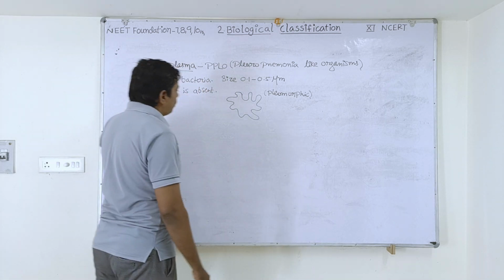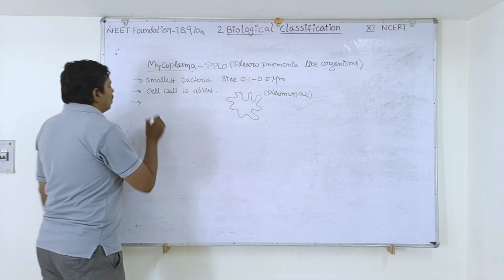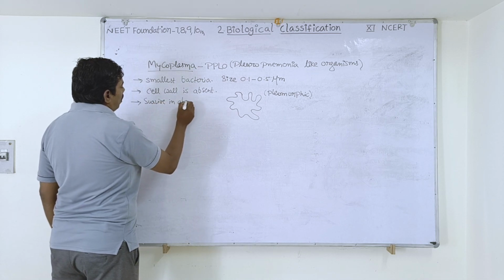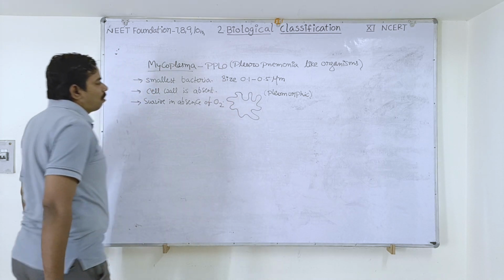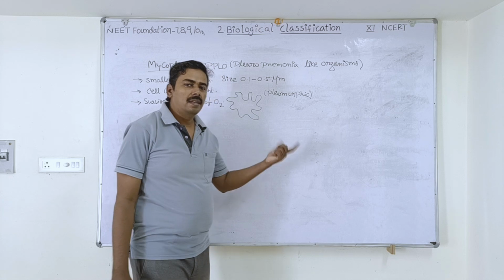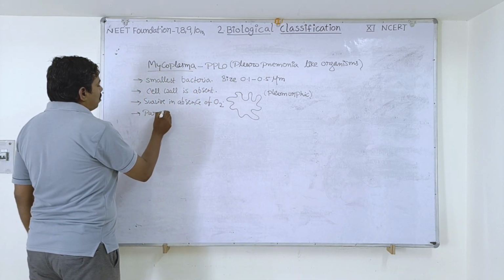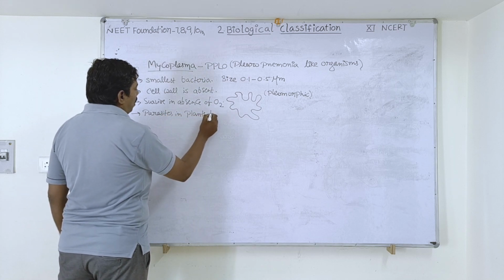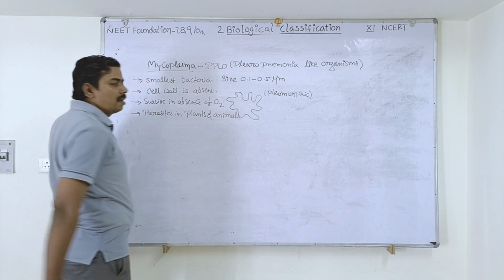Okay. Next, these bacteria can survive in absence of oxygen. So even without oxygen also these bacteria can survive, and they are parasites in plants and animals. They cause diseases in plants as well as animals.